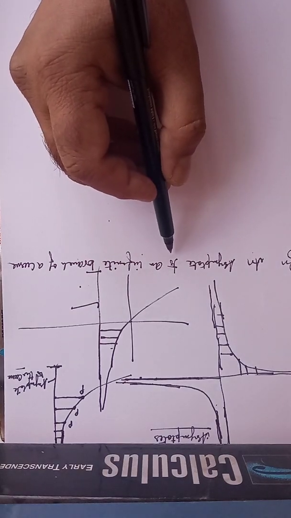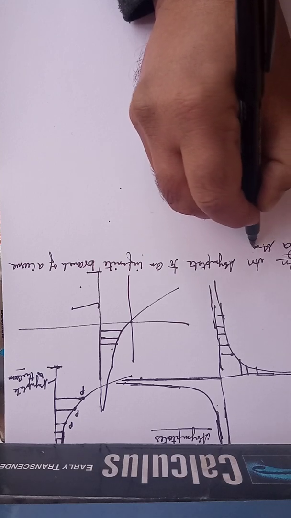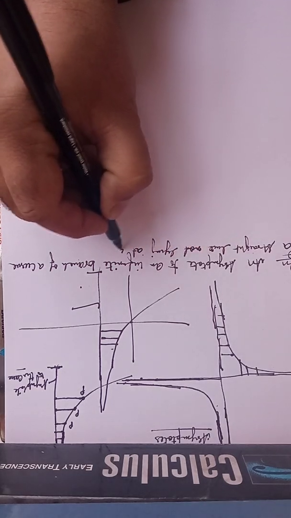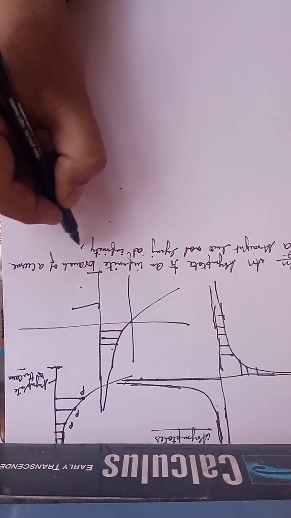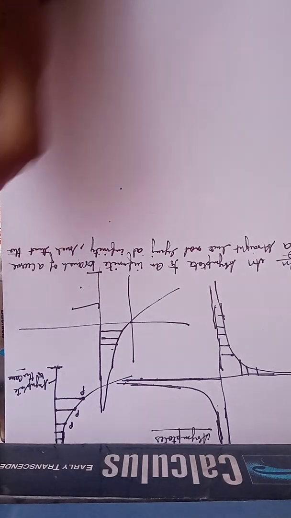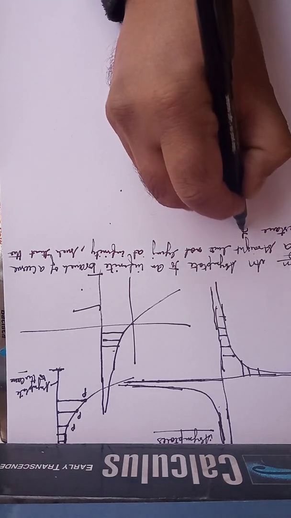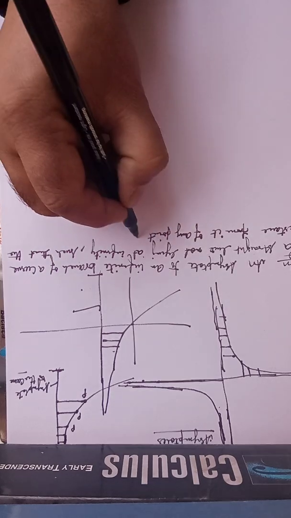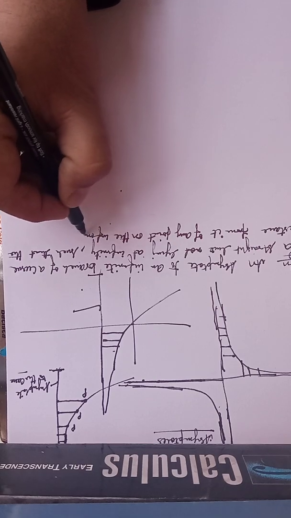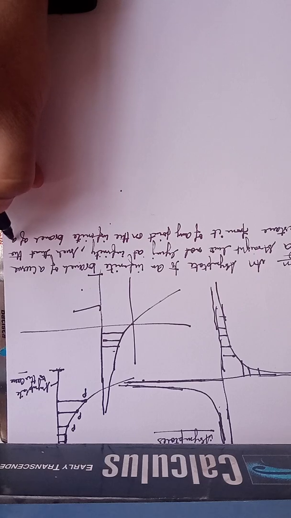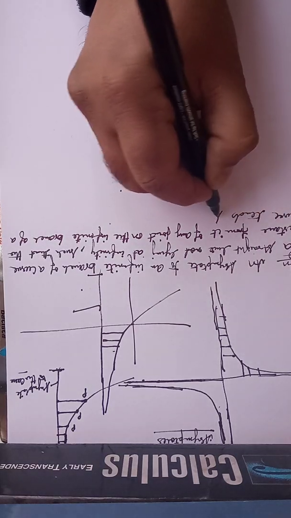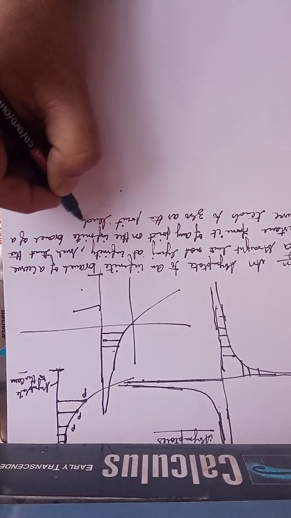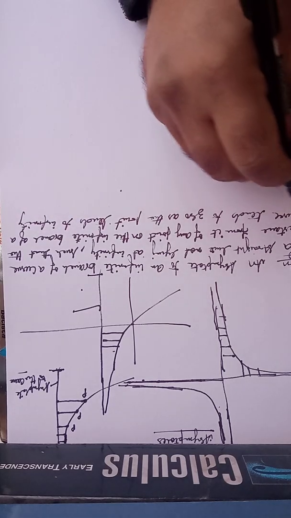So an asymptote to an infinite branch of a curve is a straight line, not lying at infinity, we are presuming it, such that the distance from it of any point on the curve or on the infinite branch of a curve tends to 0 as the point tends to infinity along the branch.